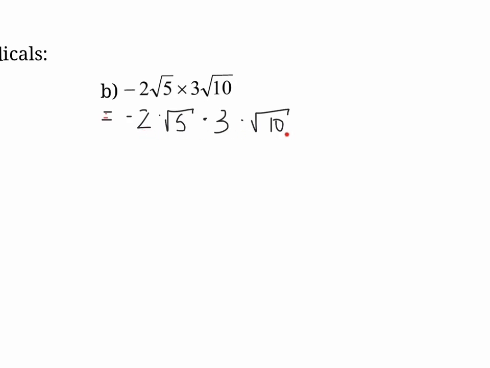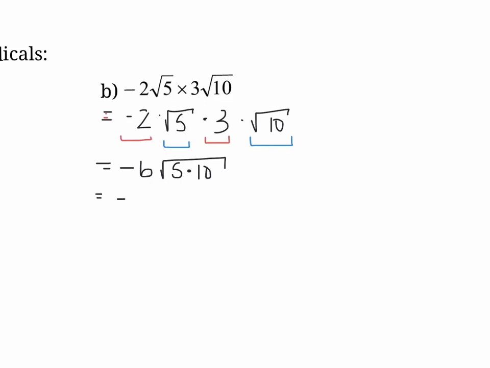And which one of these can be multiplied? Well, -2 times 3, that's just going to make -6. So I can simplify this guy times this guy. That's just going to make -6. And I know I can deal with this root 5 times this root 10. That's just going to be the root of 5 times 10.